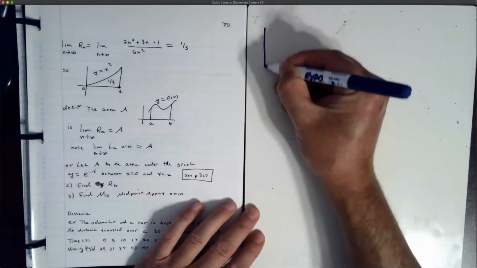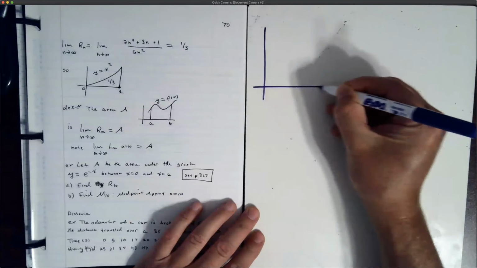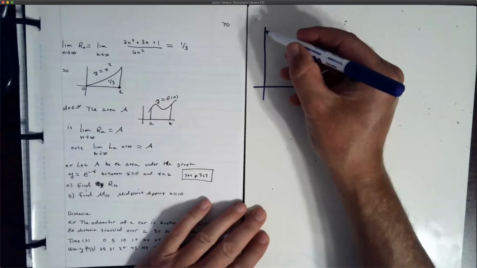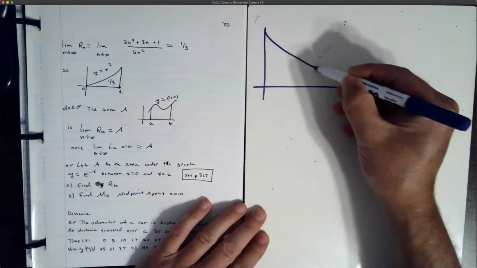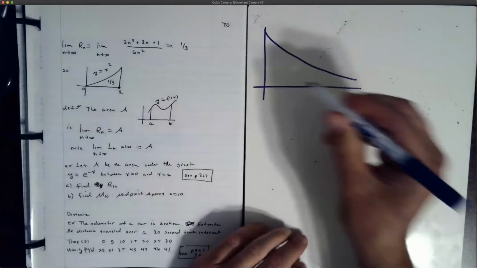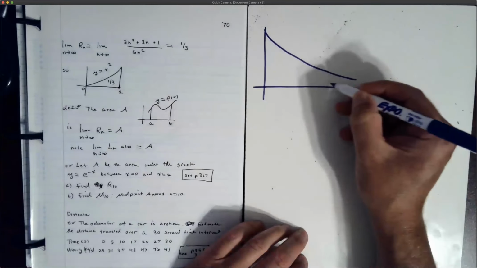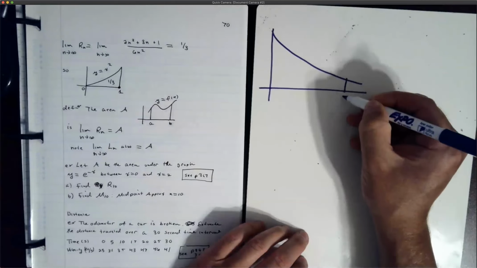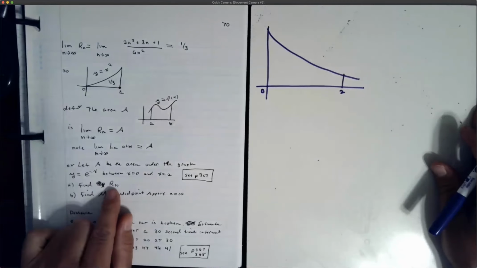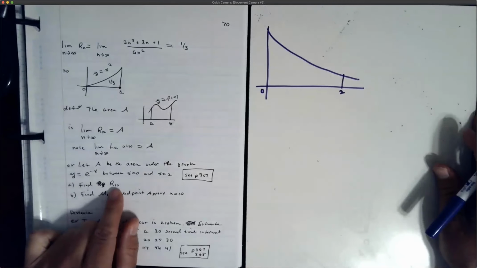We're considering the graph that is underneath y equals e to the minus x from 0 to 2. So this graph is an exponential decaying function that looks something like this. So here's x equals 0 and x equals 2. And the first exercise is to calculate R10.